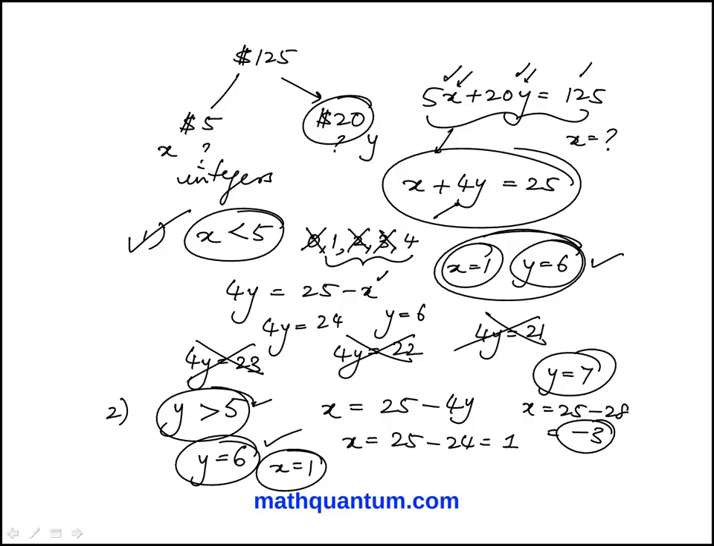In fact, for all higher values of Y, 7 and beyond, X would be negative, and none of those solutions would be acceptable. So the only possible solution, again, is 1 $5 bill and 6 $20 bills. So again, we know that Max has 1 $5 bill. So statement 2 alone is also sufficient, and the answer is D.